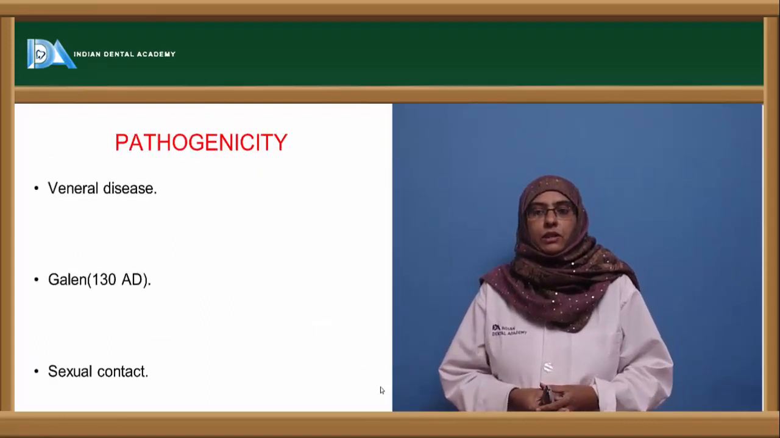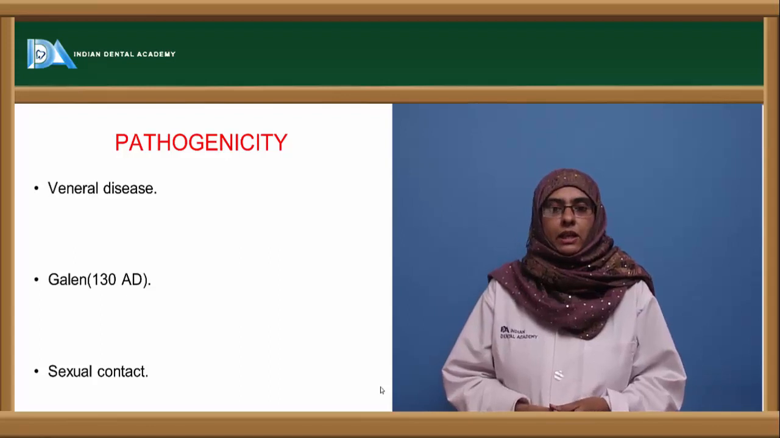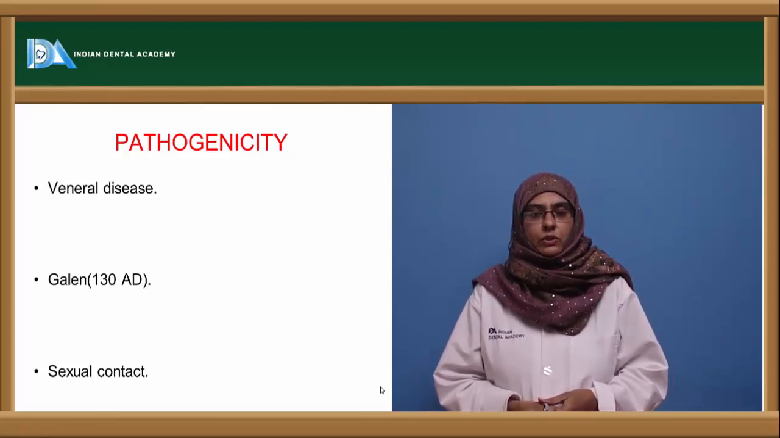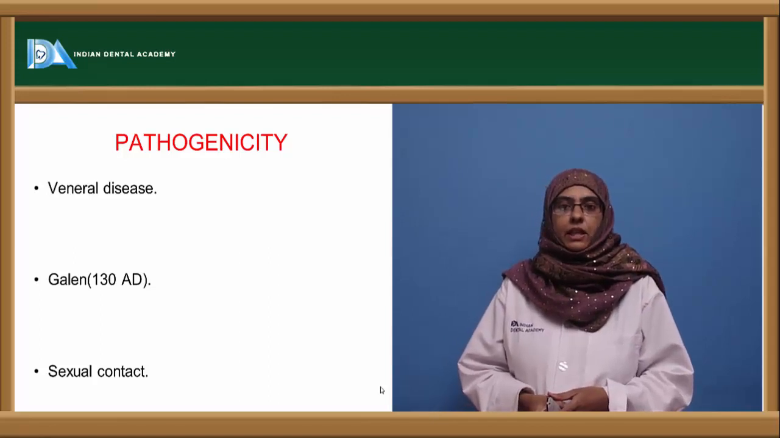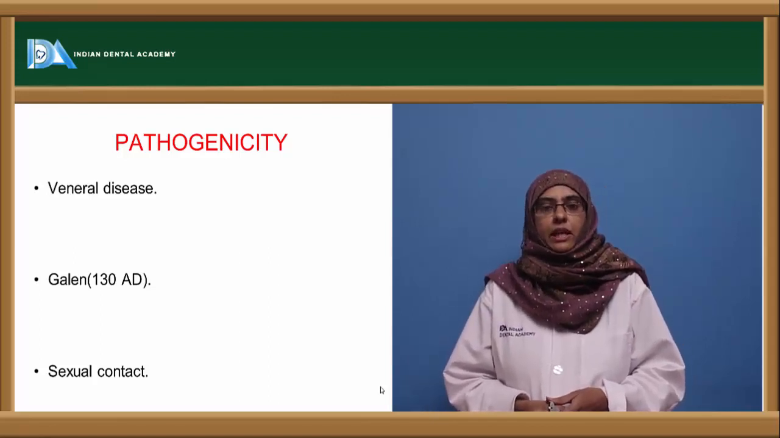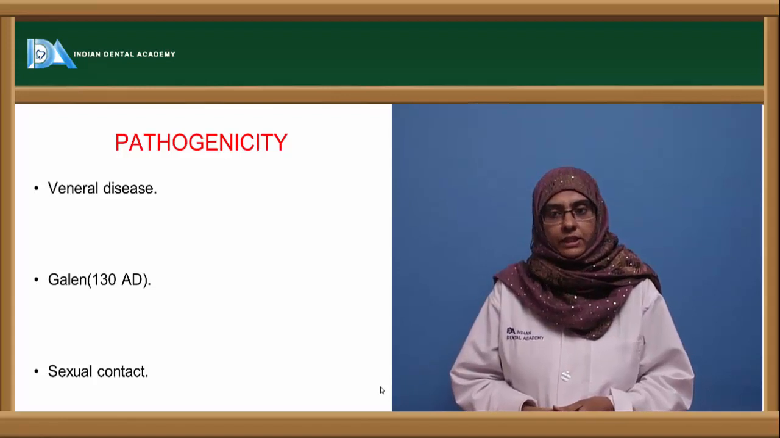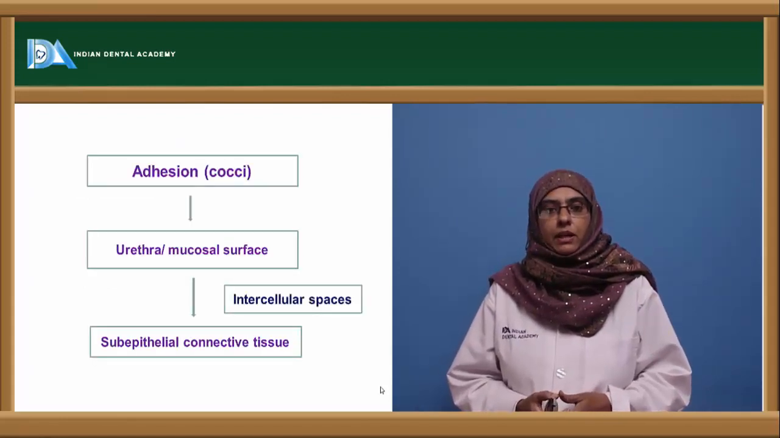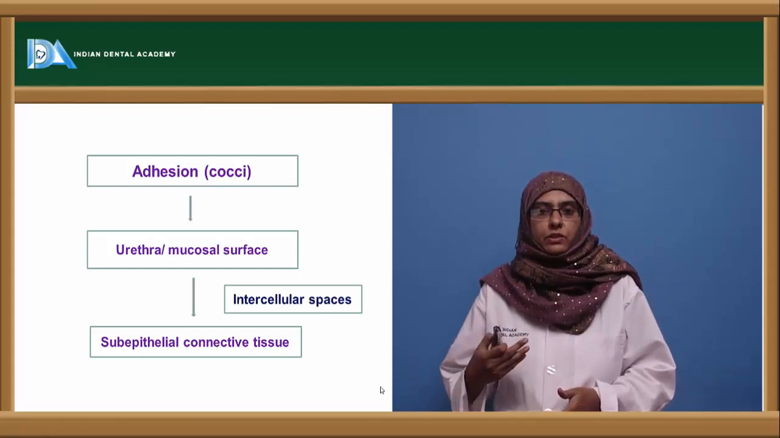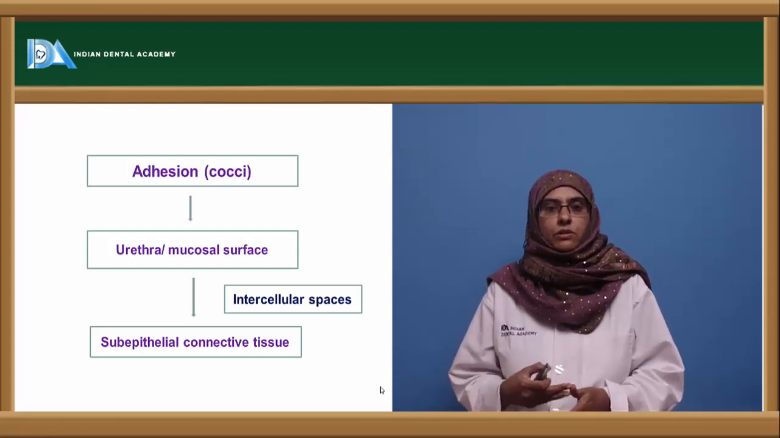Coming to the pathogenicity of the organism, they are the ones involved in venereal disease, that is, a sexually transmitted disease, and it was first described by Galen in 130 as a flow of seed. So he described this infection as a flow of seed, and it is transmitted via sexual contact. The pathway by which it usually enters the human host is during sexual contact.